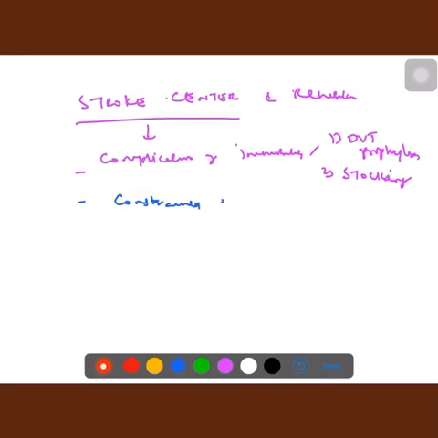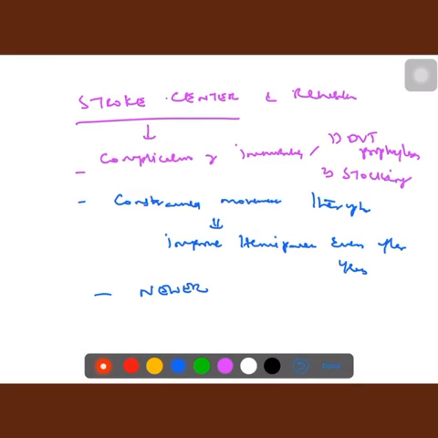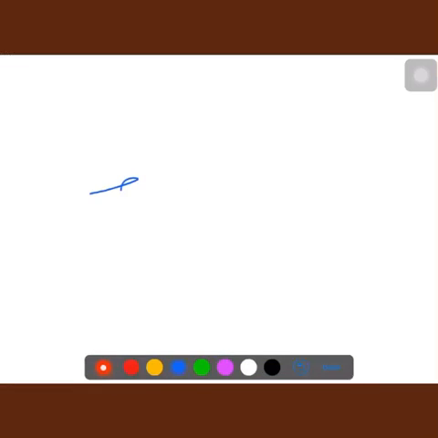And another thing is constraint-induced movement therapy. In this, the normal limb is stopped from moving, so he is forced to use his paralyzed limbs. This therapy improved hemiparesis even after years.